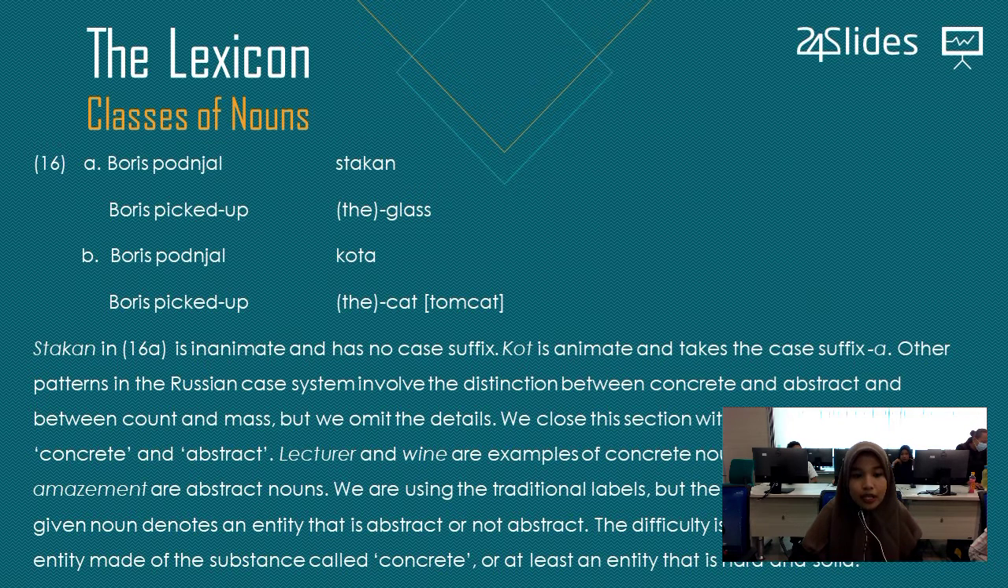Other patterns in the Russian case system involve the distinction between concrete and abstract, and between count and mass. But we omit the details. We close this section with a comment on the terms concrete and abstract. Lecturer and wine are examples of concrete noun, while truth and amazement are abstract noun.